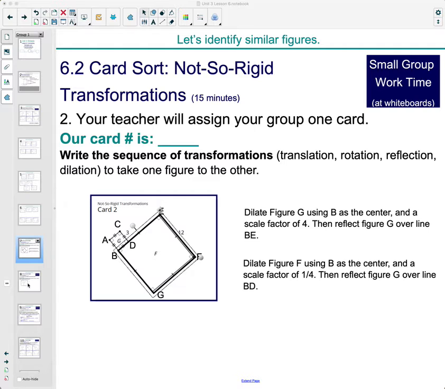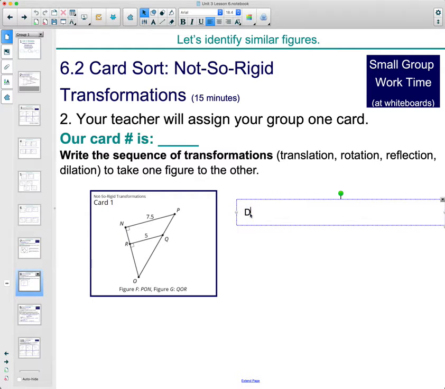So let's take a look at one of the other cards. So if we looked at card number 1, okay, again, you can dilate whichever one you want first, so I'm going to take the smaller one to the bigger one. So dilate figure ORQ, okay, which you could call G. So they're saying this little one is G. So we could just say figure G, or you could say triangle ORQ. Okay, so dilate figure G using center O. So you want to do the shared vertex so that it stays in the same spot, okay, so that it's set and then just expands.